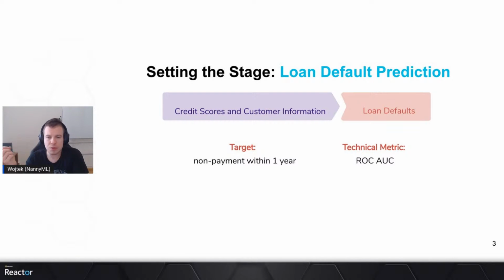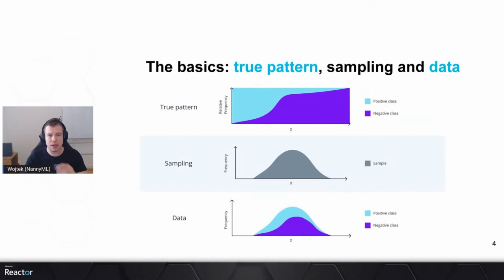And we're going to use a technical metric to evaluate the quality, so the performance of the model. This is what I'll be referring to as performance. And here, as an example, we can use a ROC AUC, which is a very typical metric for binary classification tasks such as loan default prediction. So now let's get started with data drift and concept drift.